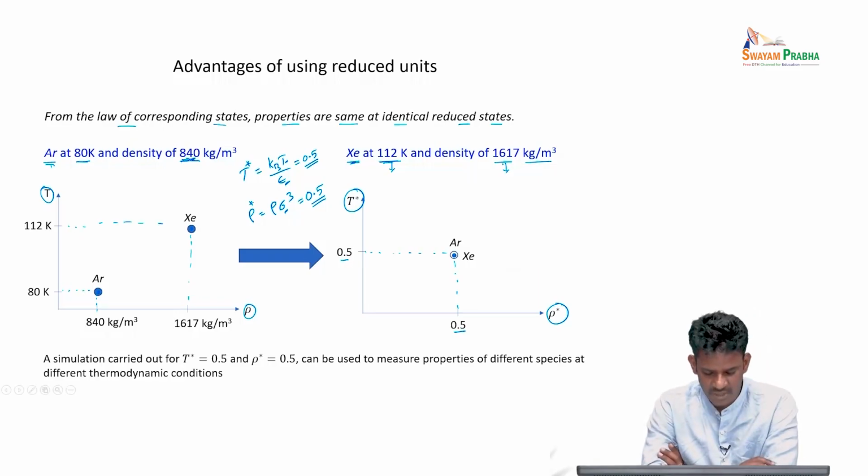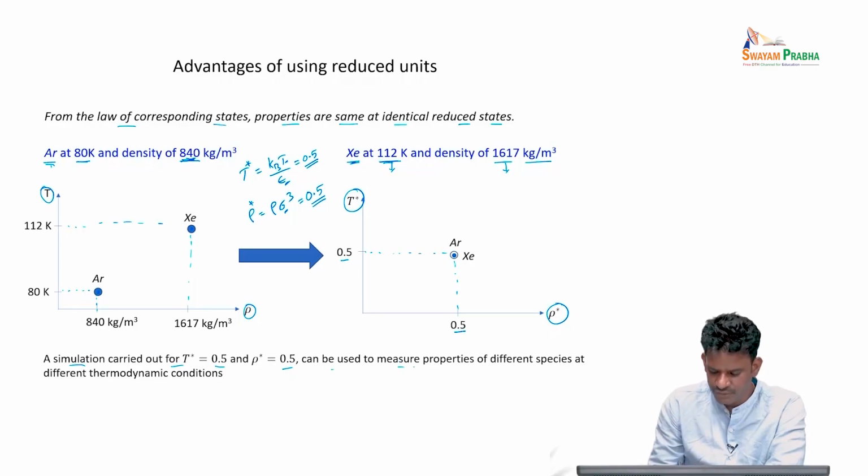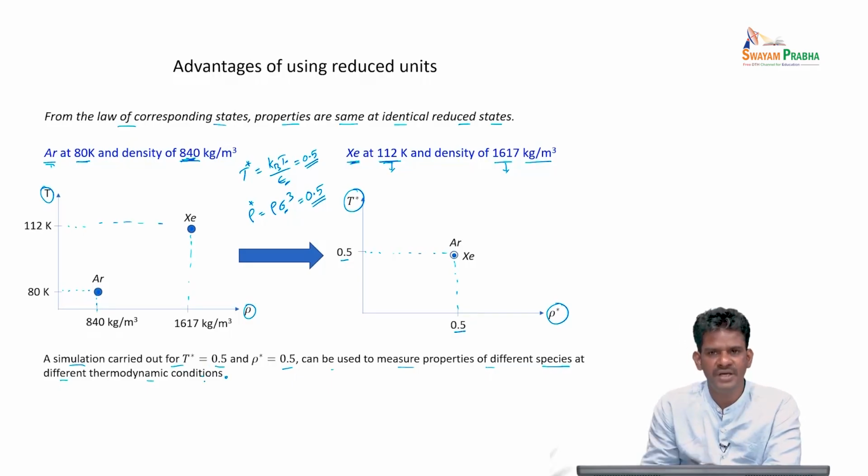Okay. So, that is how we are able to do a very minimal set of equations in the reduced units and then use it for many systems of species. So, that is what is basically mentioned here. A simulation carried out at T star of 0.5 and density of 0.5 can be used to measure properties of different species at different thermodynamic conditions. One single simulation applicable for many thermodynamic states for many species. So, that is one of the uses of reduced units in MD simulations.